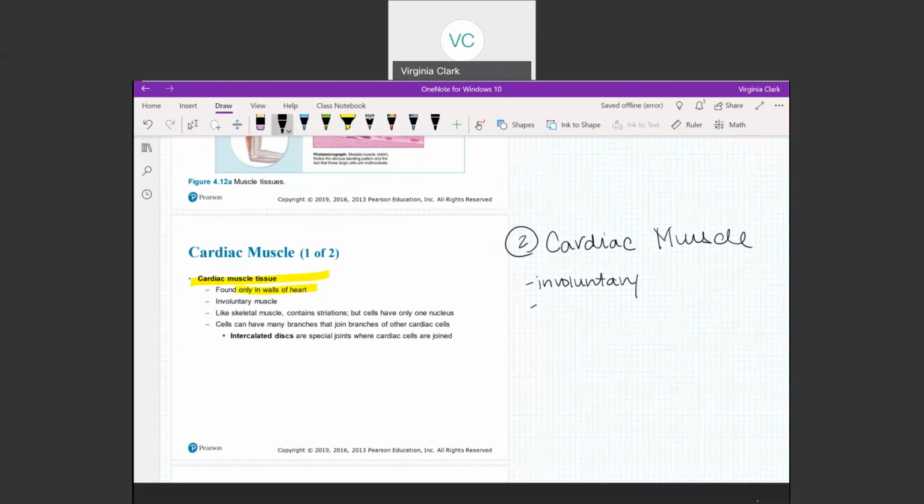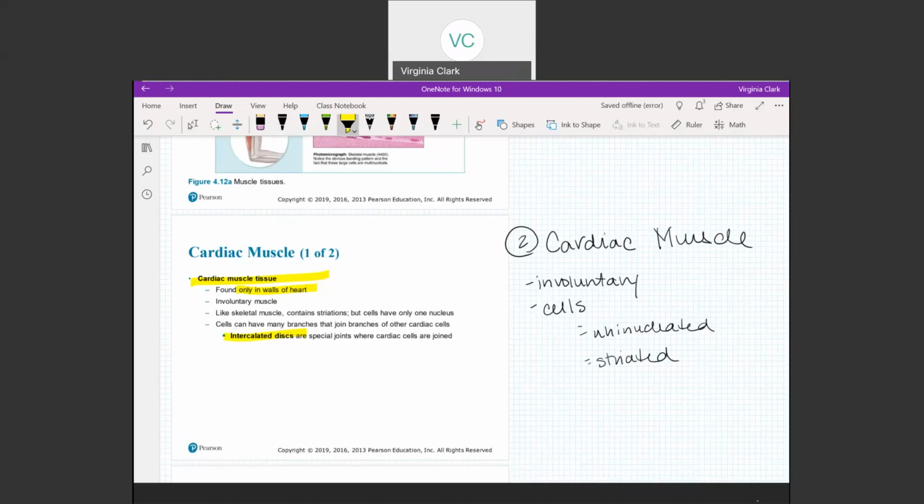These cells are going to be uninucleated, so there's going to be only one nucleus. And they are also going to be striated. And these are going to fit together through joints called intercalated discs. So that's how they are going to fit together. So the important thing is involuntary, uninucleated, and striated.